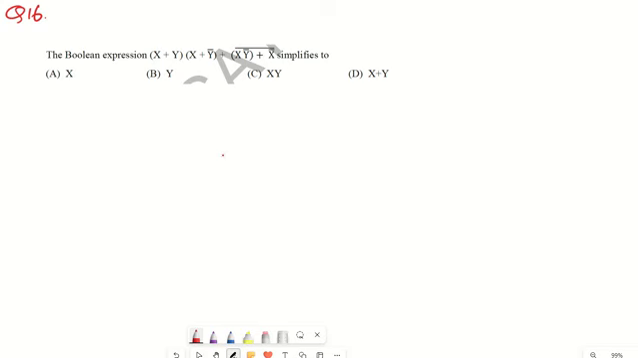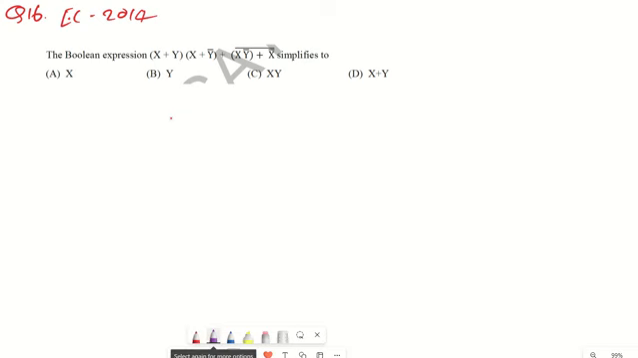Alright, let us take another question. This was asked in GATE EC 2014. The question is, the Boolean expression (x + y)(x + y') + (x + xy' + x')' simplifies to which of the following?